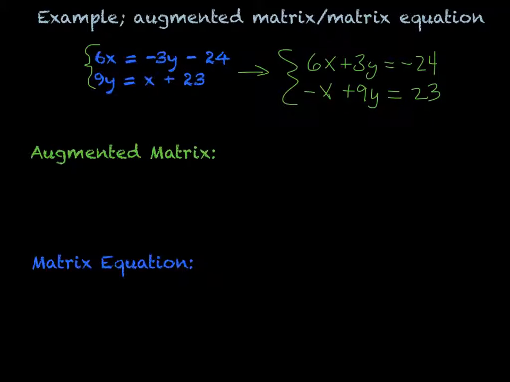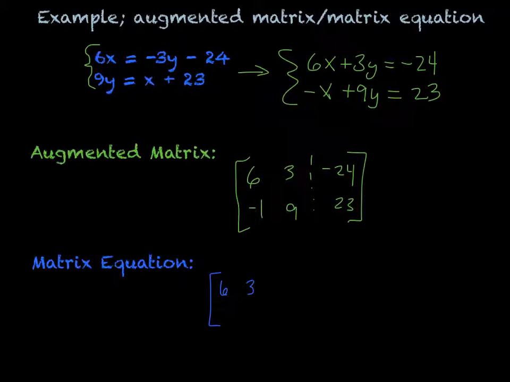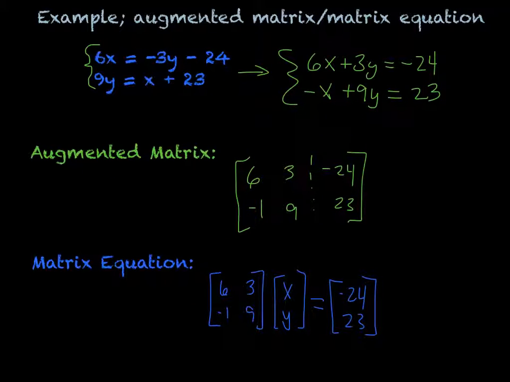Okay, so now that is my new system of equations, and it is in standard form, so now I can pretty easily find my augmented matrix. 6, negative 1, 3, 9, negative 24, and 23. And my matrix equation, 6, 3, negative 1, 9, times my variable matrix, x, y, equals my answer matrix, negative 24, 23. And there's my matrix equation.